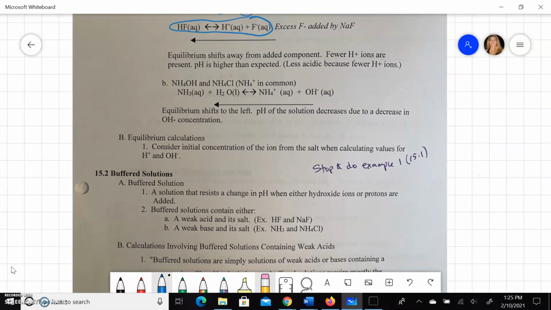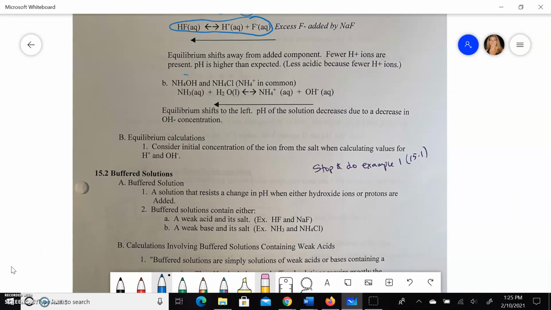Let's do another one. This one down here, we have ammonium hydroxide, and we're adding ammonium chloride. So notice that they both have NH4+ in common. You can write out the reaction for the weak base of ammonia added to water, and you can see that you've got some NH4+ right here. So as you add that, again, it's going to shift away from that, which is going to decrease the amount of hydroxide. Hydroxide is what makes something basic, and so making it less basic is going to decrease the pH.